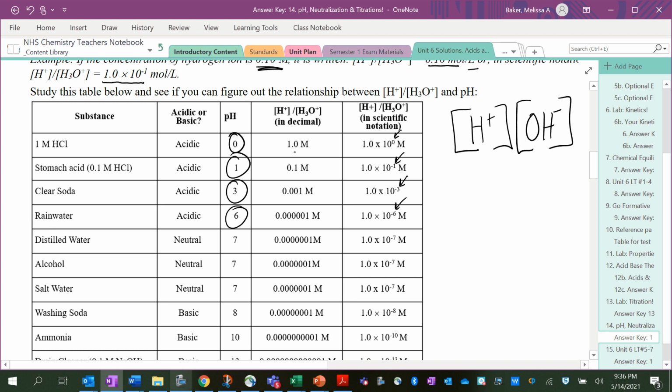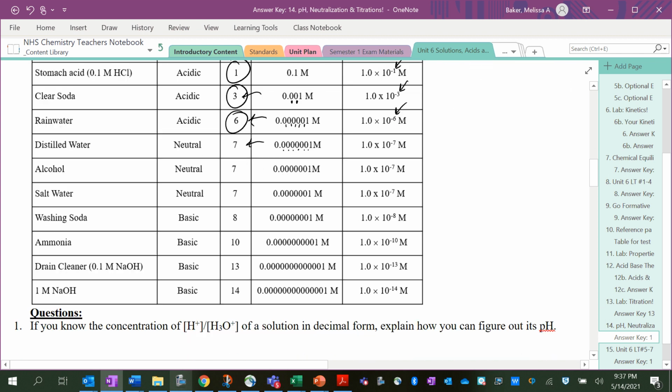As far as putting it in decimal form, it's always the number of zeros after the decimal plus 1. That's the pH. So for example, here there's 1, 2 zeros, and the pH is 3. Here there's 1, 2, 3, 4, 5 zeros, and the pH is 6. Here there's 1, 2, 3, 4, 5, 6 zeros, and the pH is 7. And so on and so forth.